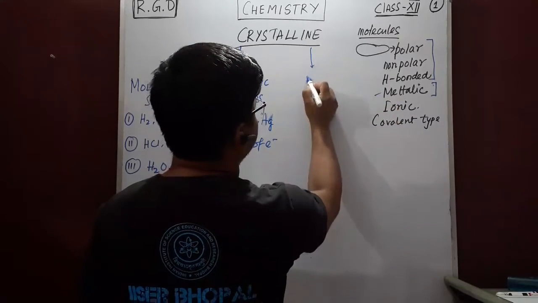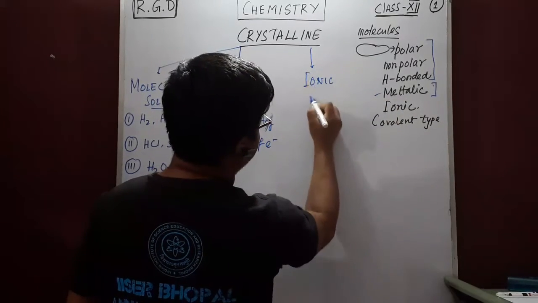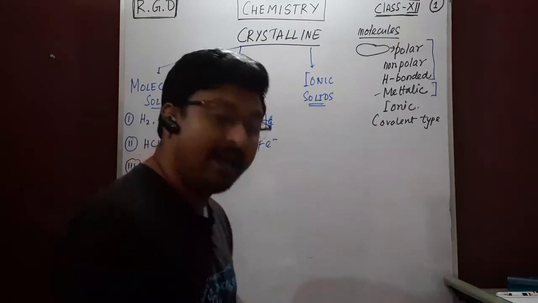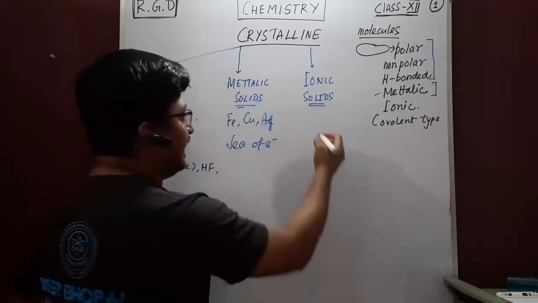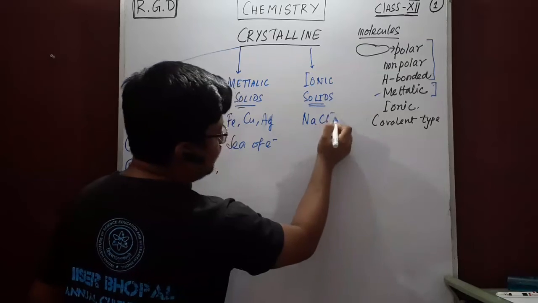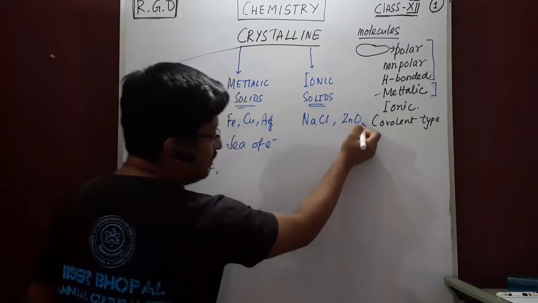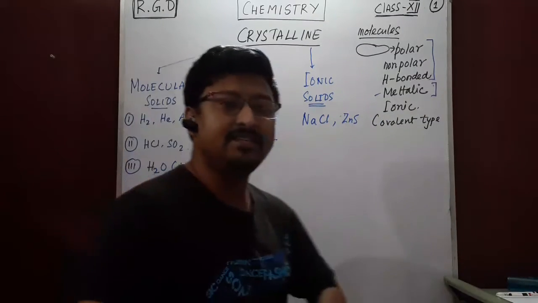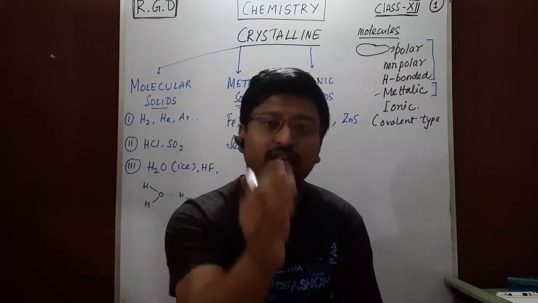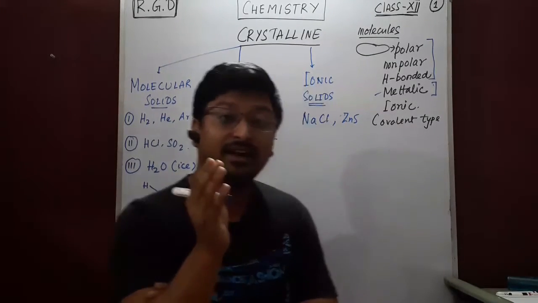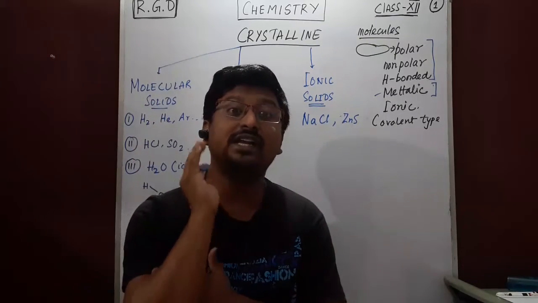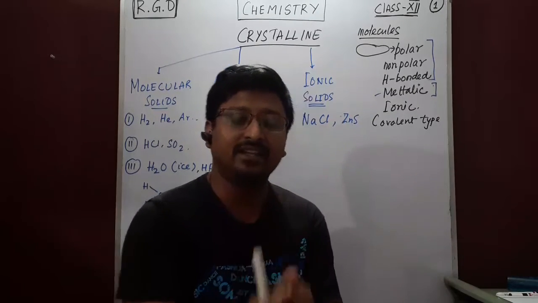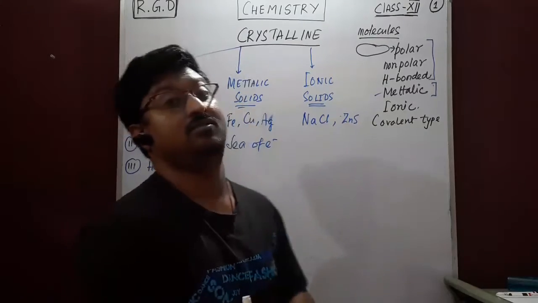Now what? Ionic. It's a very important one, ionic solids. What happens in case of an ionic solid like sodium chloride? Let me directly give you an example: sodium chloride, zinc oxide, zinc sulfide. Now, in these cases, what happens? You have individual ions: sodium ion, chloride ion, zinc ion, sulfide ion. These ions have a strong electrostatic interaction between them, and that strong electrostatic interaction holds the ions together, and they form a crystalline solid substance.